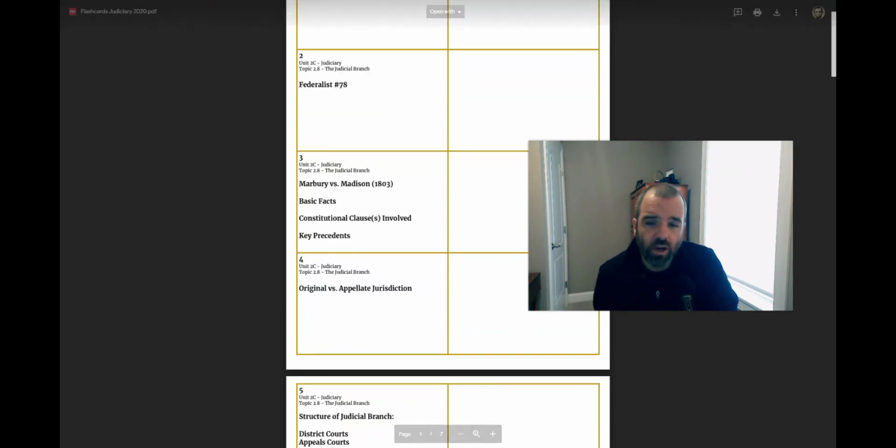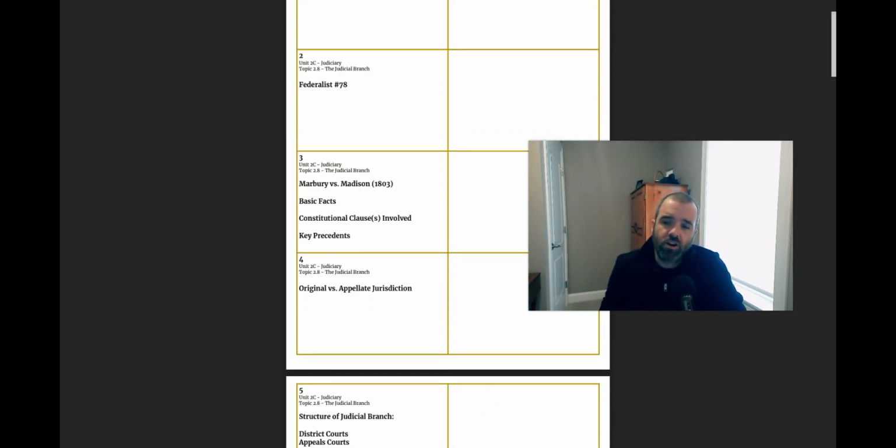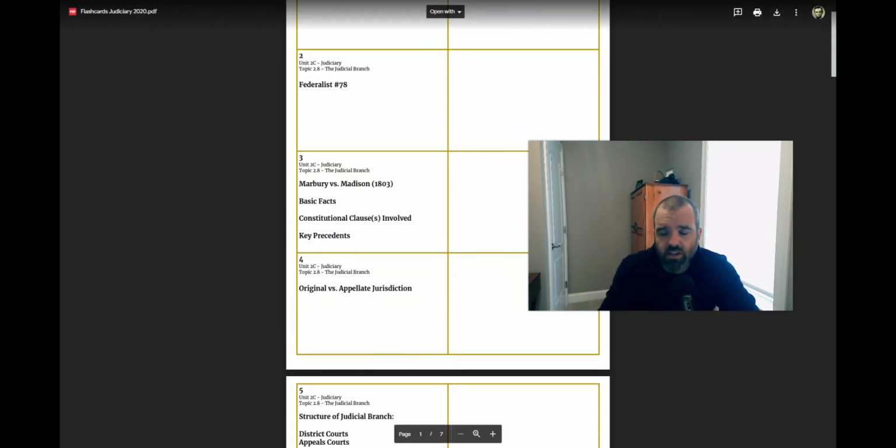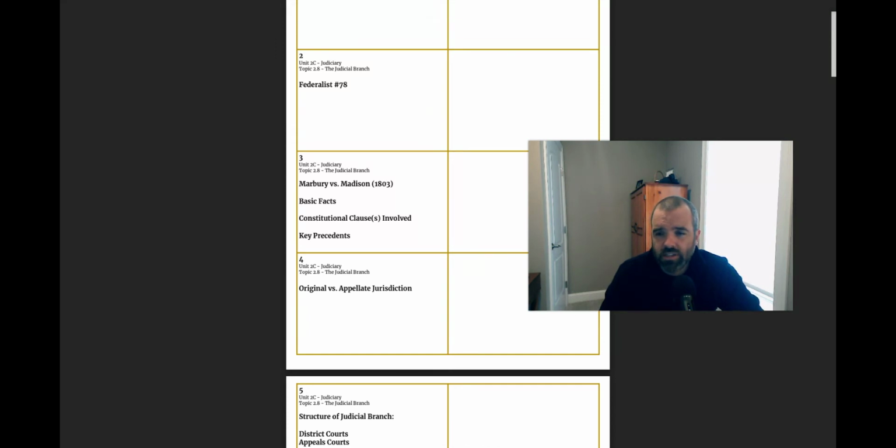Flashcard number 3, going along with the arguments of Hamilton in Federalist 78, we touch on a key, important Supreme Court case for our course, and that is Marbury versus Madison. So I'm not going to go through all the details of the case right now. It's a very complicated case, but fundamentally, what it does is it establishes that the Supreme Court can strike down actions of other branches, and particularly laws of Congress, as unconstitutional.